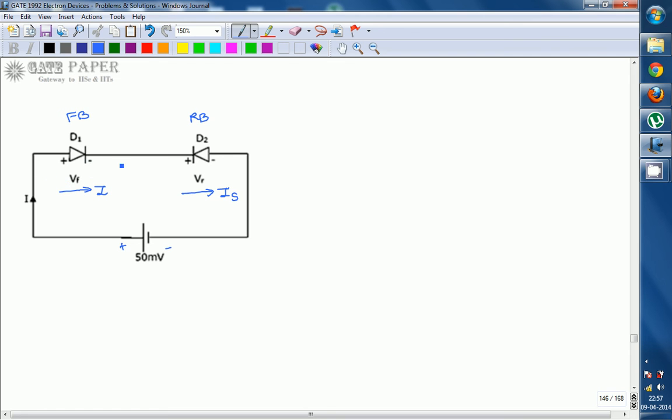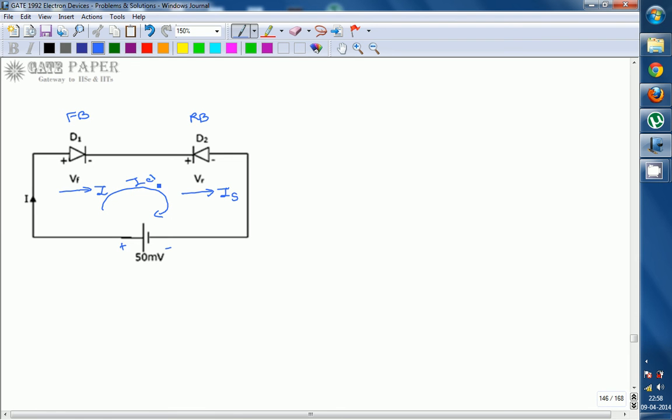If you observe, both the diodes are in series, so the same current should flow. So whether I is equal to Is or Is is equal to I, because I is the forward current and Is is the reverse current. Look at the situation: the two currents are different, one is forward current and the other is reverse current, but in series the currents have to be the same. So the effective current is the current flowing in this circuit.